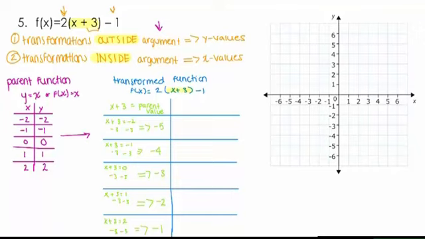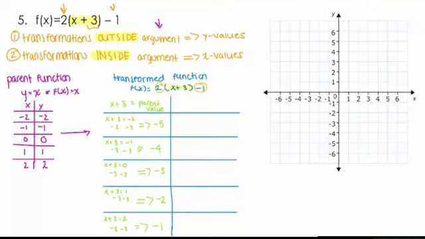When it comes to transforming our y values, it's anything outside the argument. So that's going to be our 2 and our -1. How I write that, it's going to be 2 times the y value of your parent minus 1. So we set that up for each of them. It's going to be 2 times -2 minus 1, 2 times -1 minus 1, 2 times 0 minus 1, 2 times 1 minus 1, and 2 times 2 minus 1.